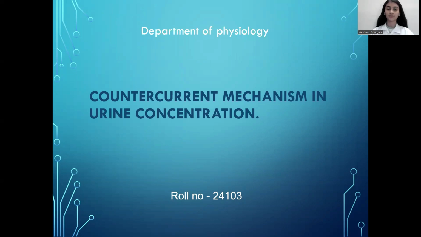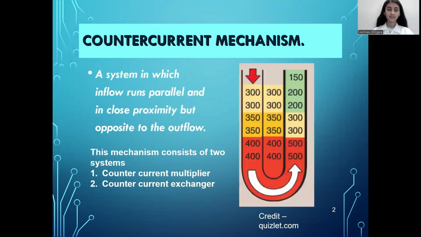The topic is the countercurrent mechanism in urine concentration. The countercurrent mechanism is a system in which inflow runs parallel and in close proximity but opposite to the outflow. This mechanism consists of two systems, the countercurrent multiplier and the countercurrent exchanger.